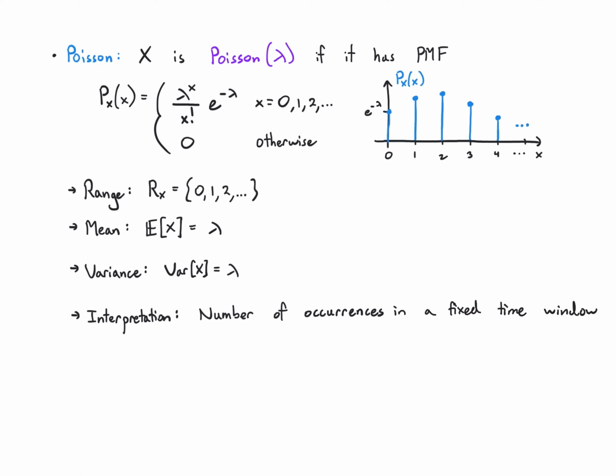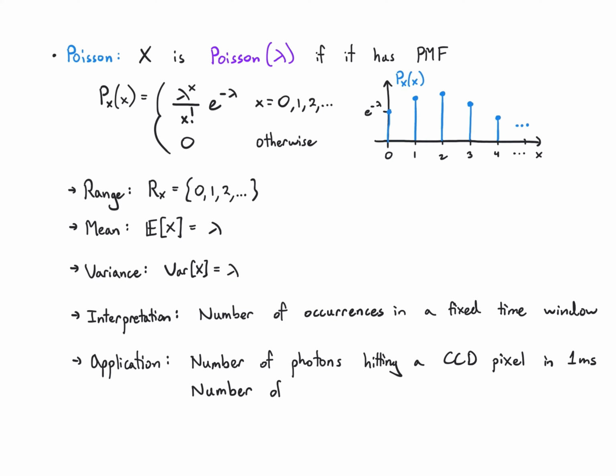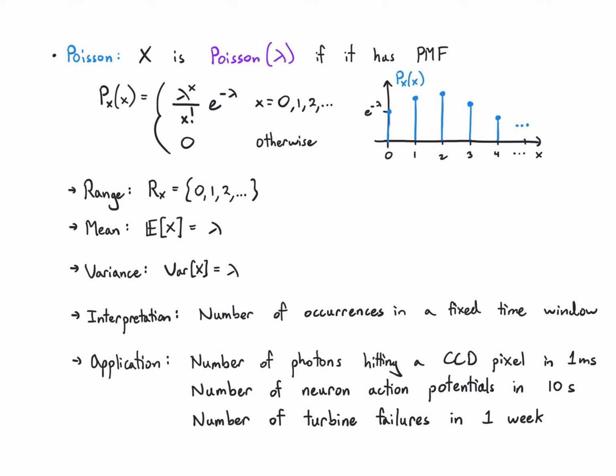So if you have something that you consider rare or happening sparsely, and you want to count how many times it happens within some block of time, Poisson might be a good way of modeling that. As an application, you could think about the number of photons hitting a CCD pixel in a digital camera in 1 millisecond, or the number of neuron action potentials you observe in 10 seconds of recording, or the number of wind turbines that fail in 1 week. These are different things you could think about happening in a fixed time window.